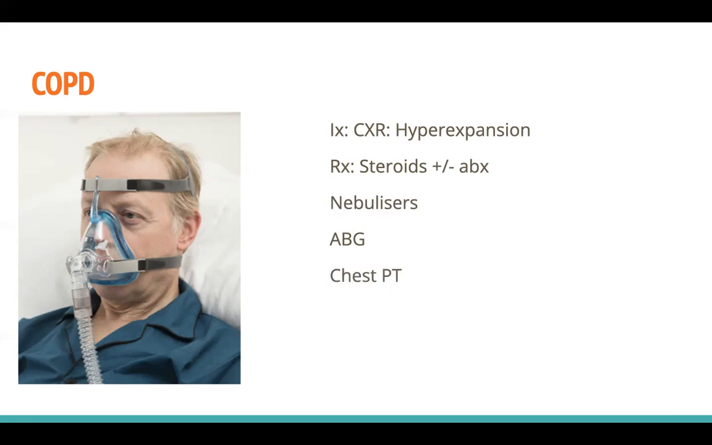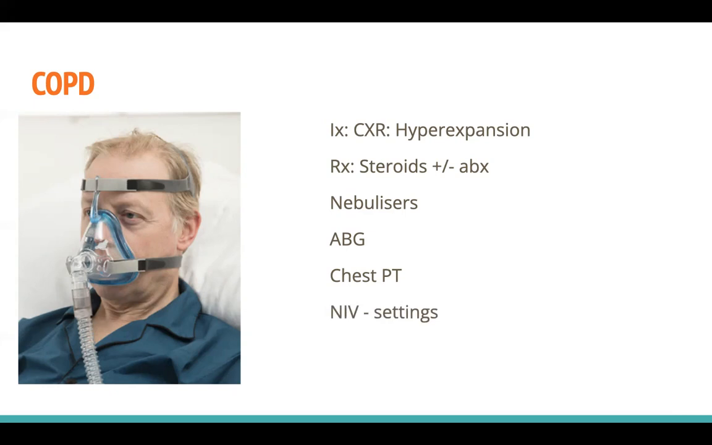Chest physio might be appropriate for some patients, especially in a non-acute way in the next couple of days while they're having their steroids, as they might benefit from some chest physiotherapy. In terms of nebulizers, you'd use both salbutamol and ipratropium nebulizers.